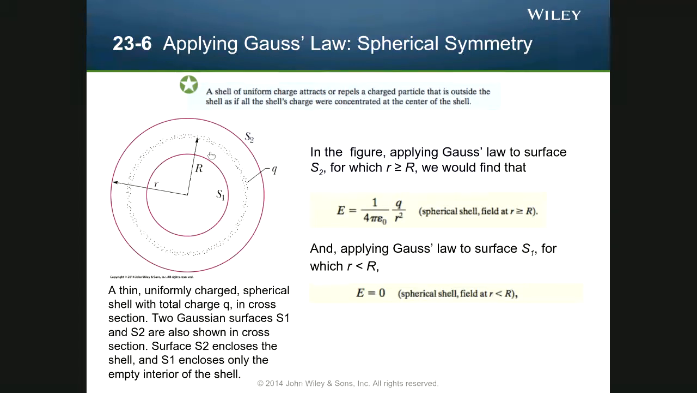So we want to look at our equation. And I want you to take a look at this part, and you'll notice this new criterion here, that this is for r, the radius, greater than the r of the shell. So where r is somewhere out here, and this is a Gaussian surface outside the charge.